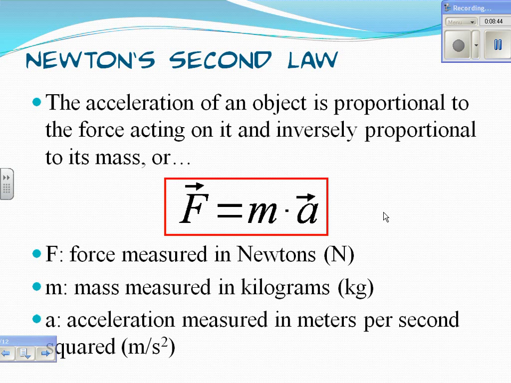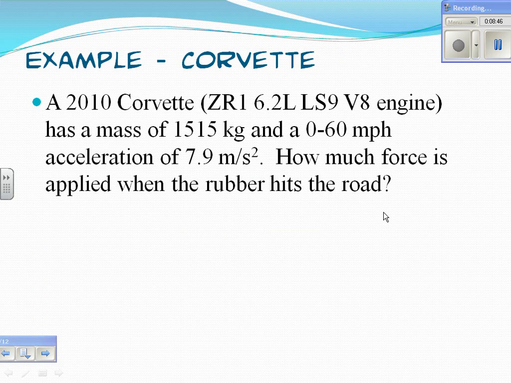Now we've got a few examples. First off is a 2010 Corvette, which is the ZR1 model. It's got a 6.2 liter engine. It's got a mass of 1,515 kilograms, and when it goes from 0 to 60, if you really stomp on it, it's got an acceleration of 7.9 meters per second squared.